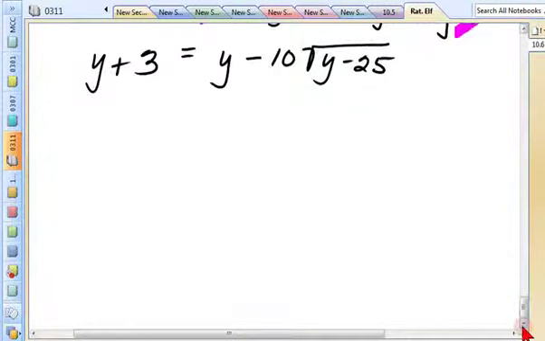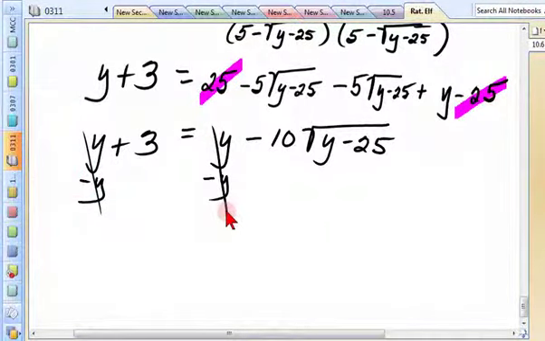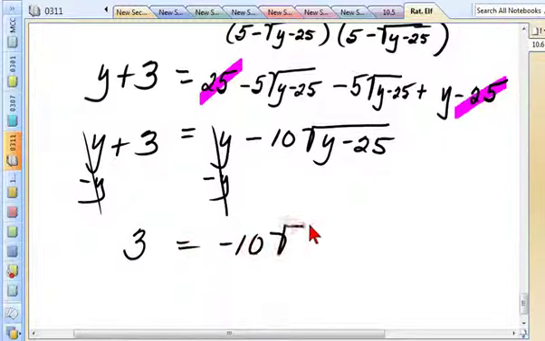And this problem is not as bad as I anticipated. But it's not fun. Okay. Can you isolate the radical now? Could you subtract y from both sides to get rid of that? That's what I was talking about. It's not as bad as it could have been because that outside y went away. Now, I have 3 is equal to negative 10 times the square root of y minus 25.